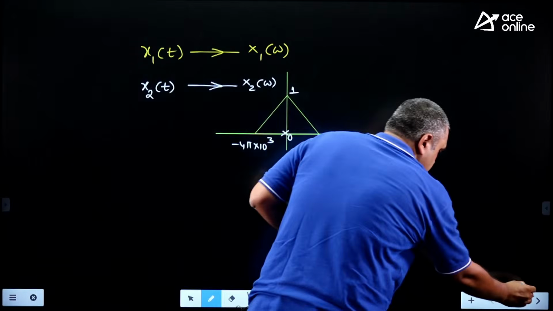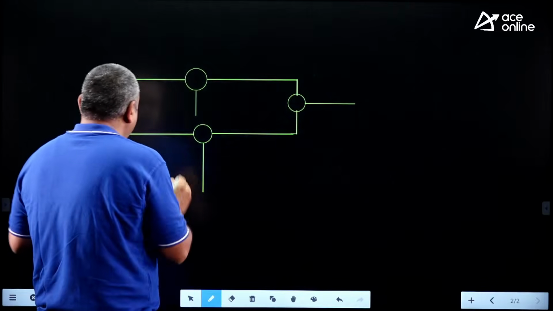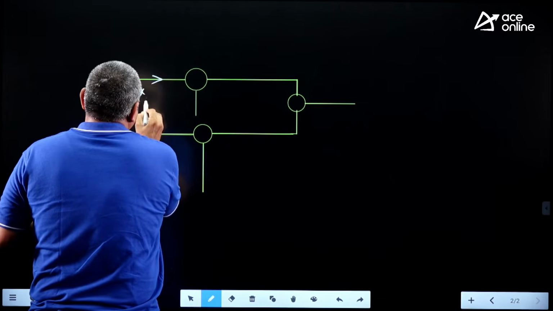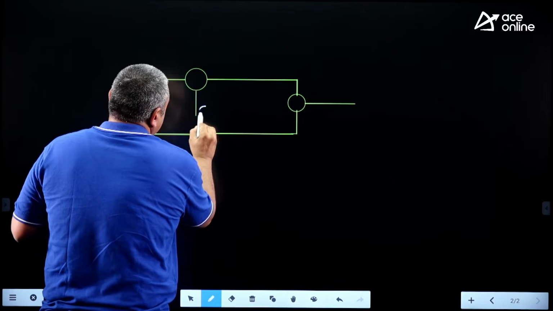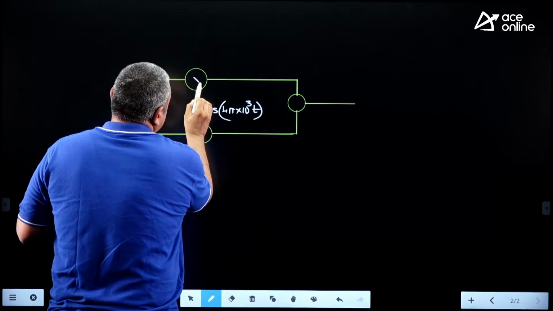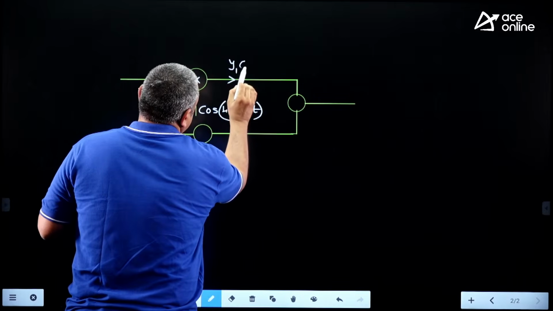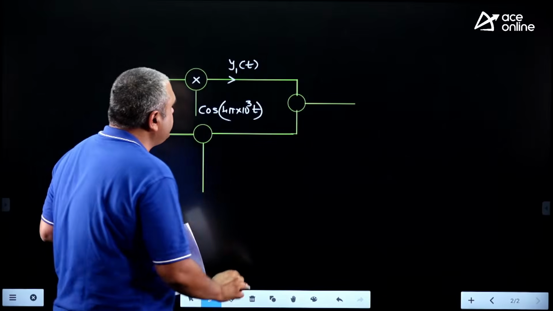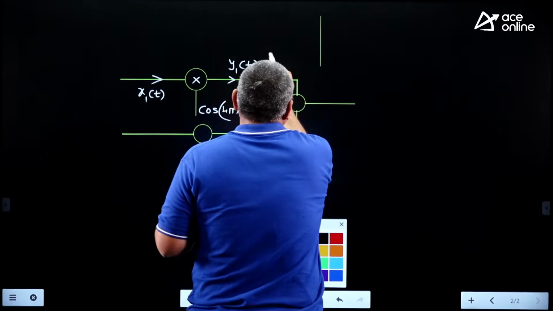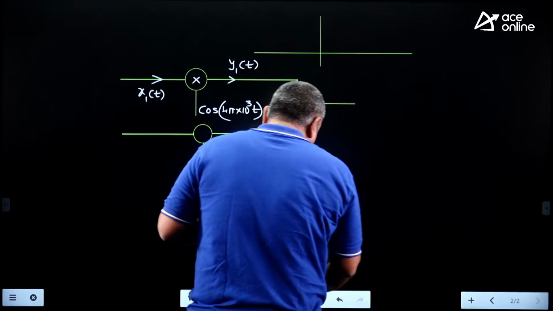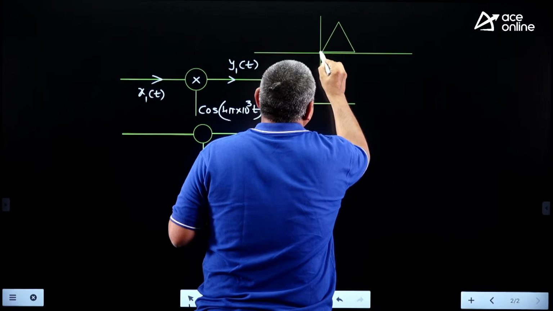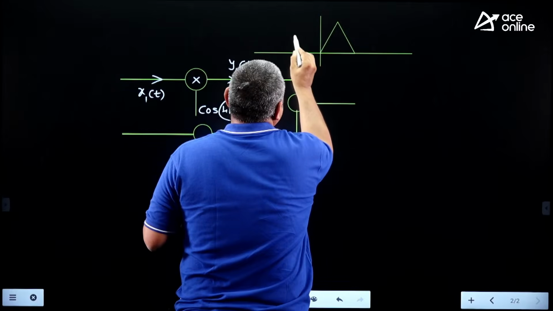Now he is giving this function to this system. What he is saying here is, he is taking x1 of t here and multiplying it with a single tone signal, which is cos 4 pi into 10 cube t. So this is a simple multiplier here. Let us assume the output of this multiplier is some y1 of t. So what will be the spectrum of y1 of t? Your original spectrum will shift right and left side by 4 pi into 10 cube. So what will happen? You will have your spectrum shifted right side and left side by 4 pi into 10 cube. So what will be the spectrum that we can show here?